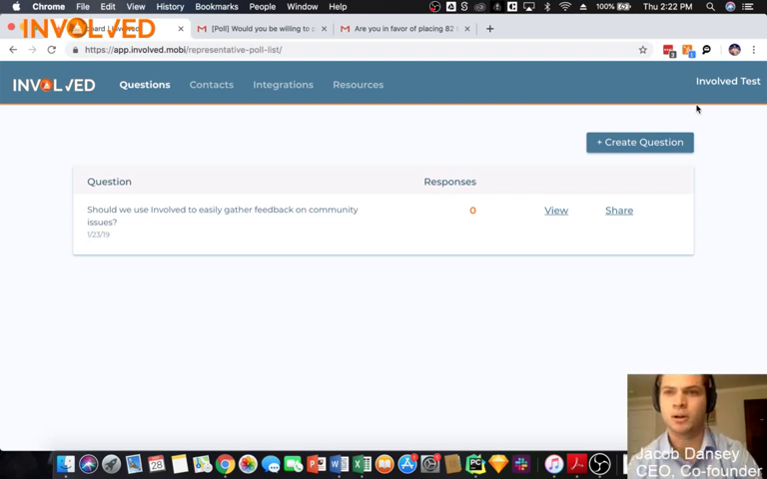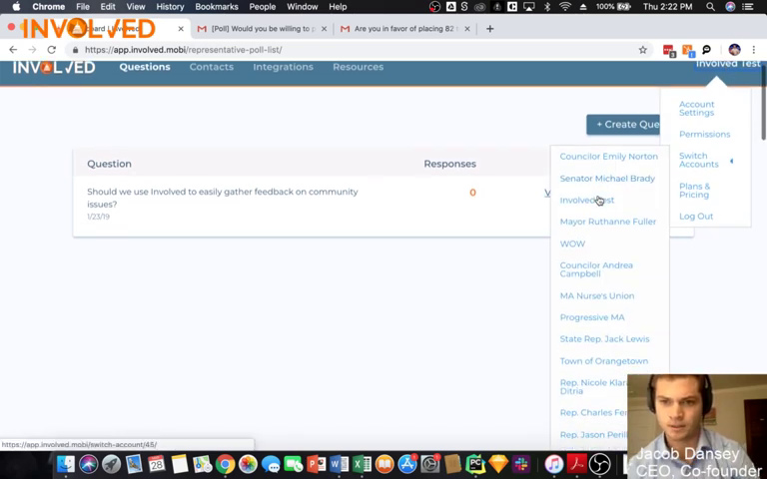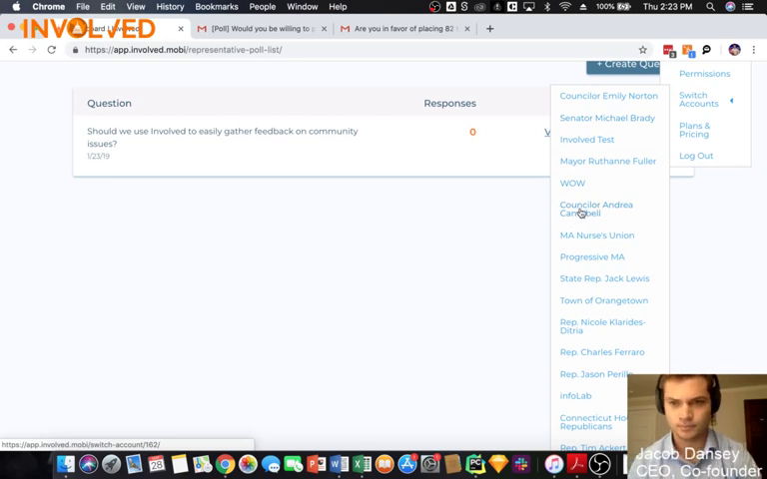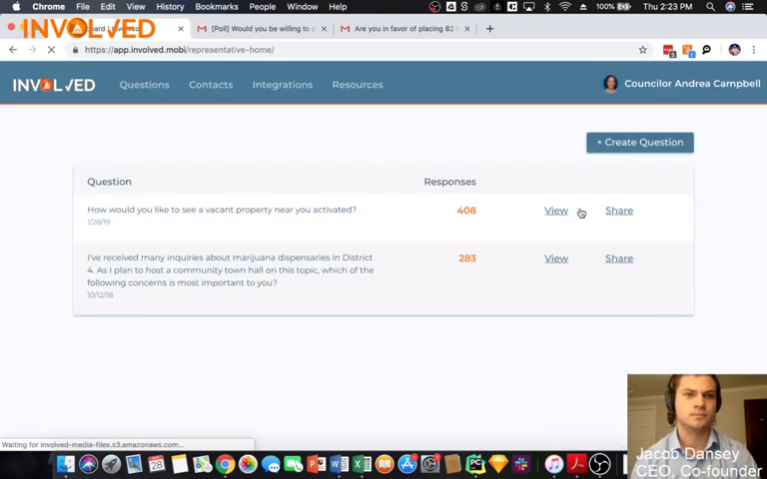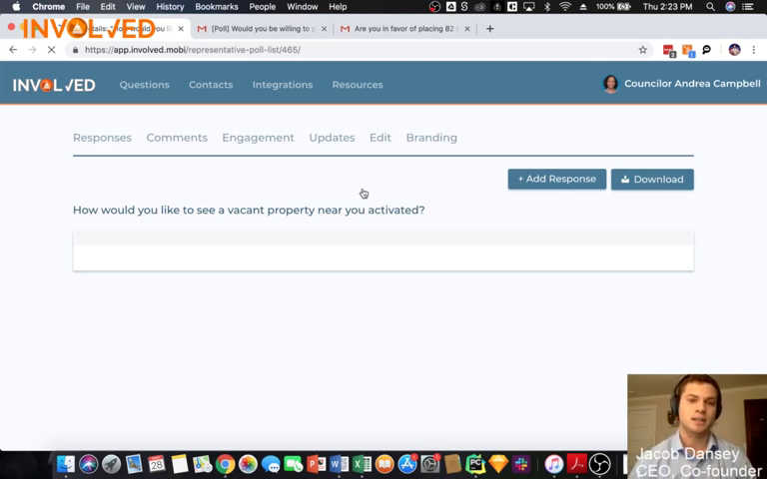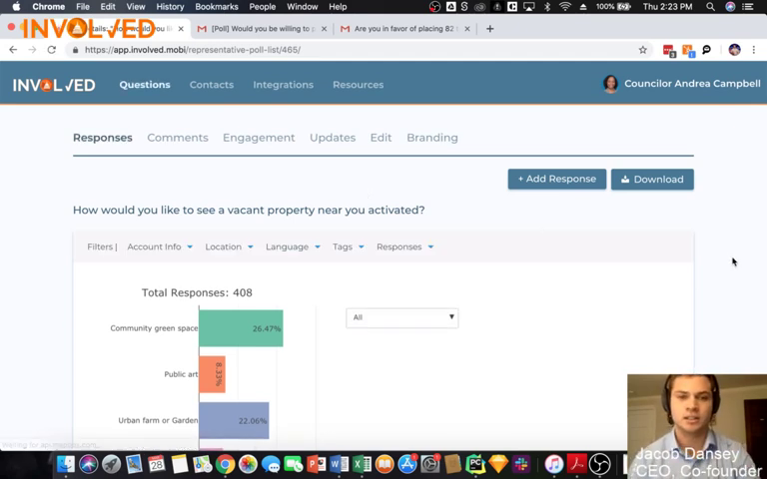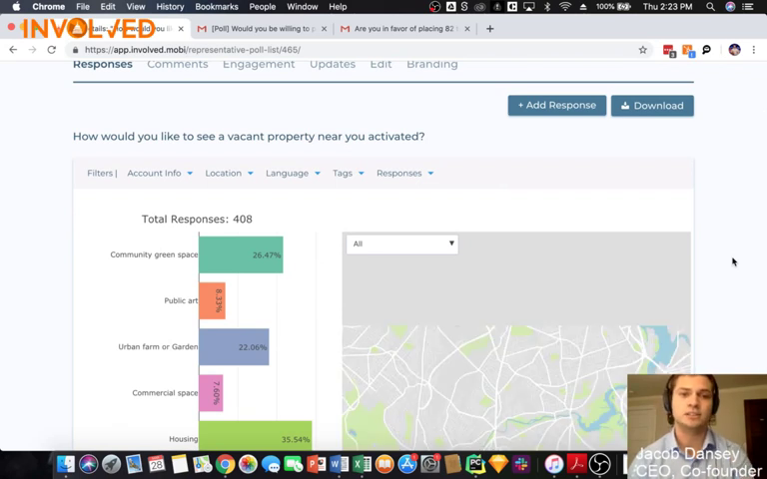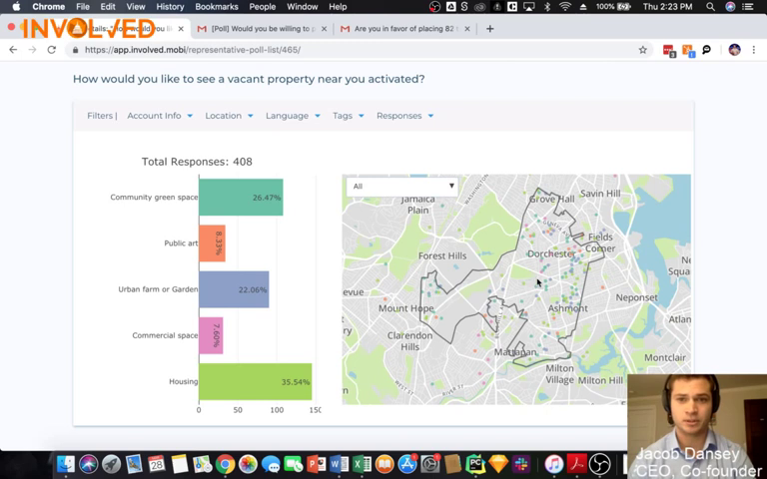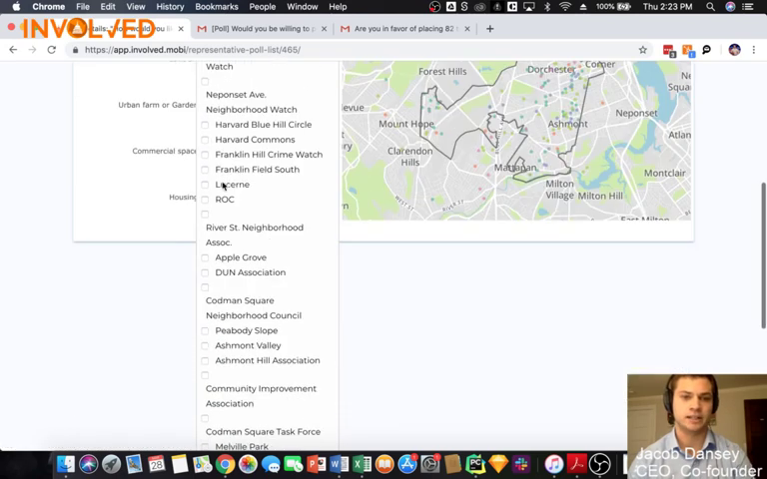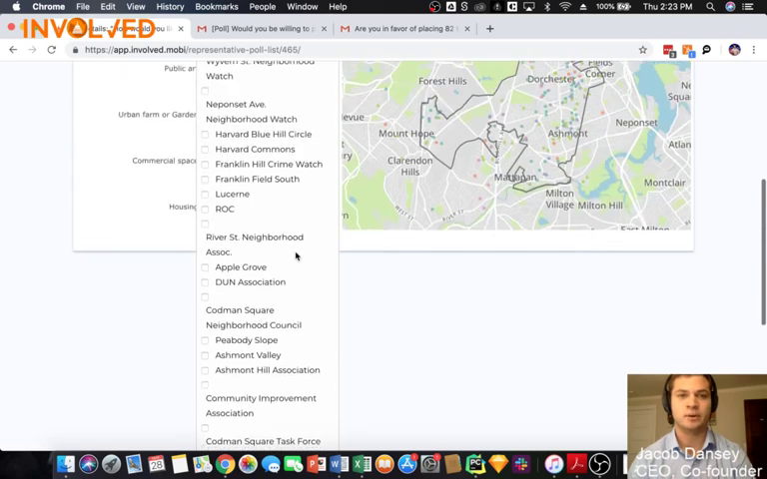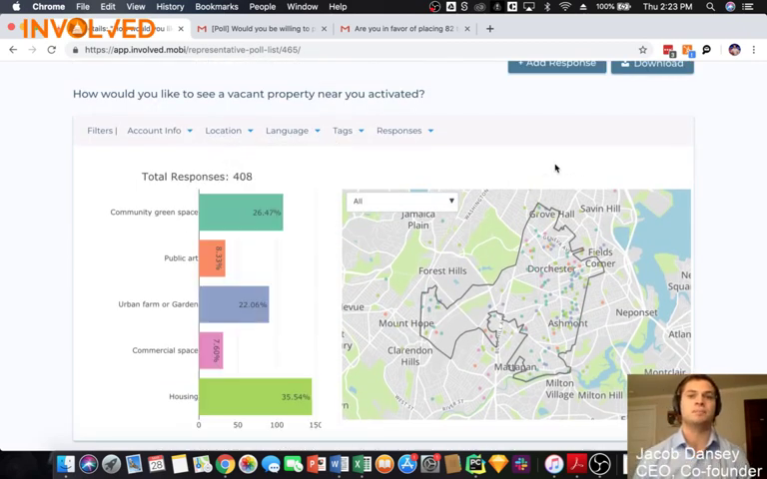Let me see if I can actually pull up an example. So when people respond, we do try to verify that they are a resident of the district of the legislator, but we accept responses from outside of that district, and we can zoom in. So for the example, this is District 4 in Boston, but we can look at a whole bunch of different district locations that we add, and you can manage your districts that way to see where people are answering from outside of your specific boundary. Great.